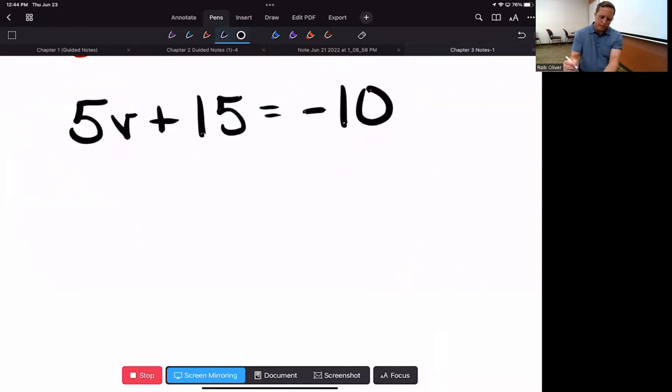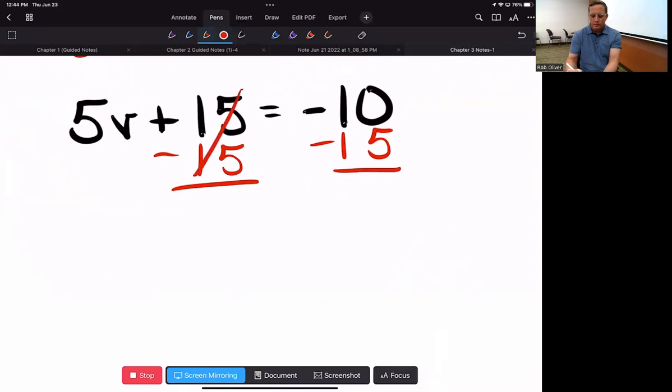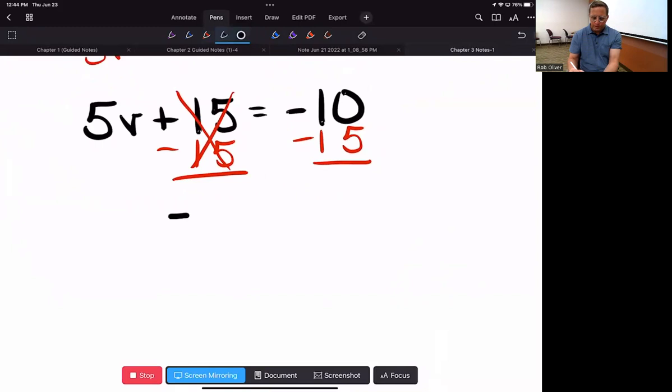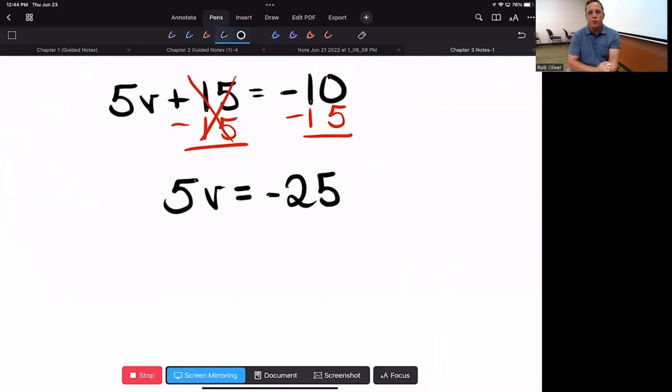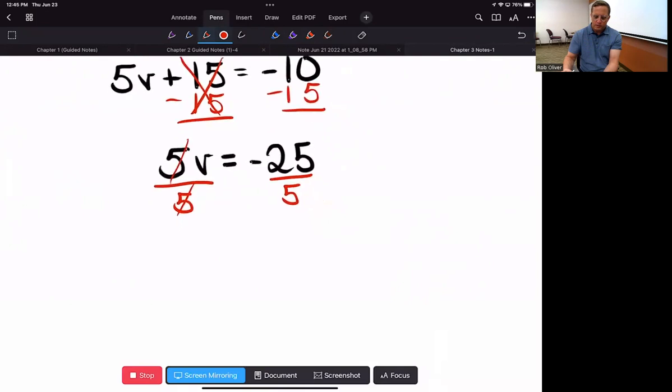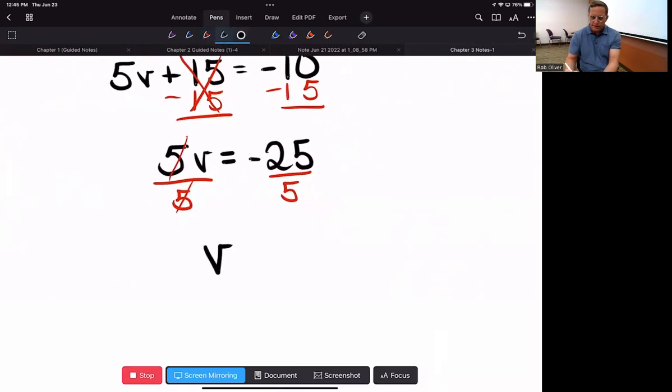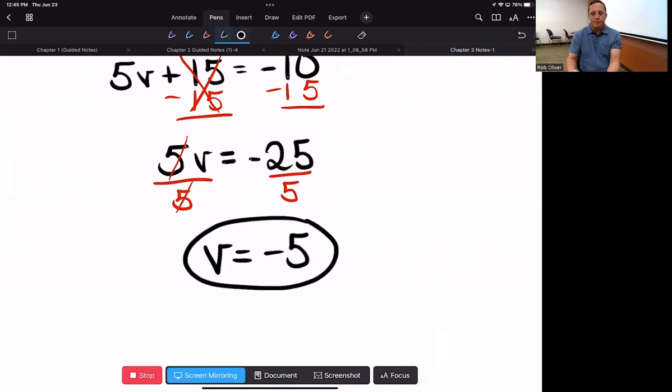From here, we're going to subtract 15 first. What we do to one side, we do to the other. The point of doing that is to get those to cancel, which is what happened. And so now we've got 5v equals negative 25. At this point, it's a one-step equation, and all you have to do is divide by 5 on both sides. That gives us, at the end, v equals negative 5. And that's it for that problem.